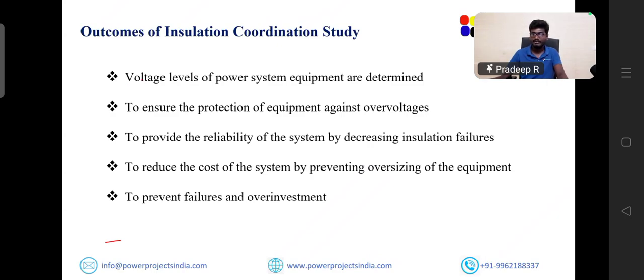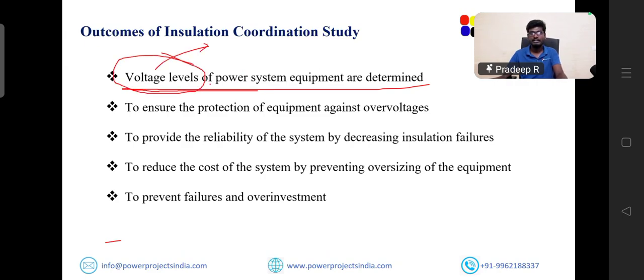So mainly these five voltage levels of the power system equipment are determined. Voltage level means we can say the already available voltages. Then what is this voltage level? During the disturbance, like a switching or lightning or any internal or external causes, the voltage level of the power system during those disturbances can be determined, right?